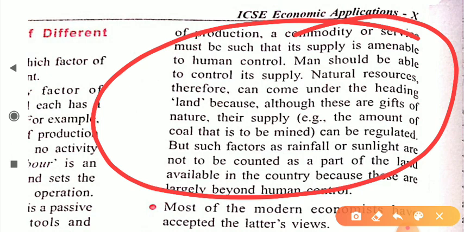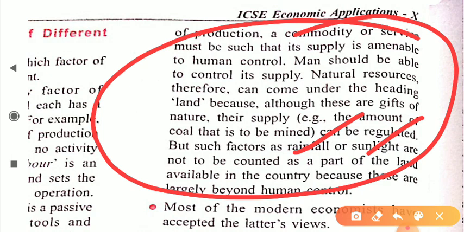So that's why according to modern economics, all those natural commodities, the supply of which we can control, simply come into the category of land. And all those resources the supply of which we cannot control will not be part of land. For example, factors like rainfall and sunlight are not counted as part of land because we cannot regulate them.